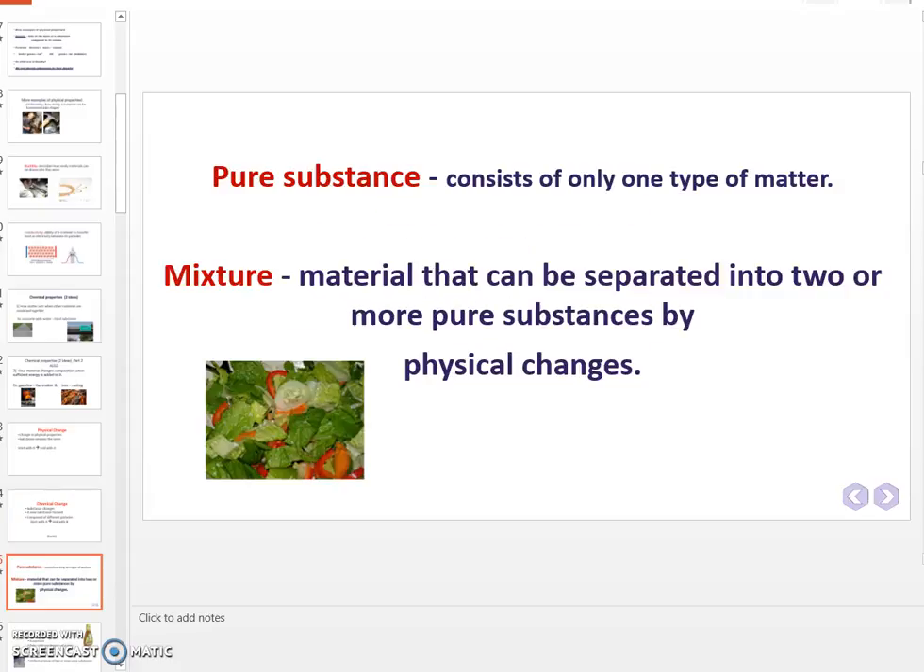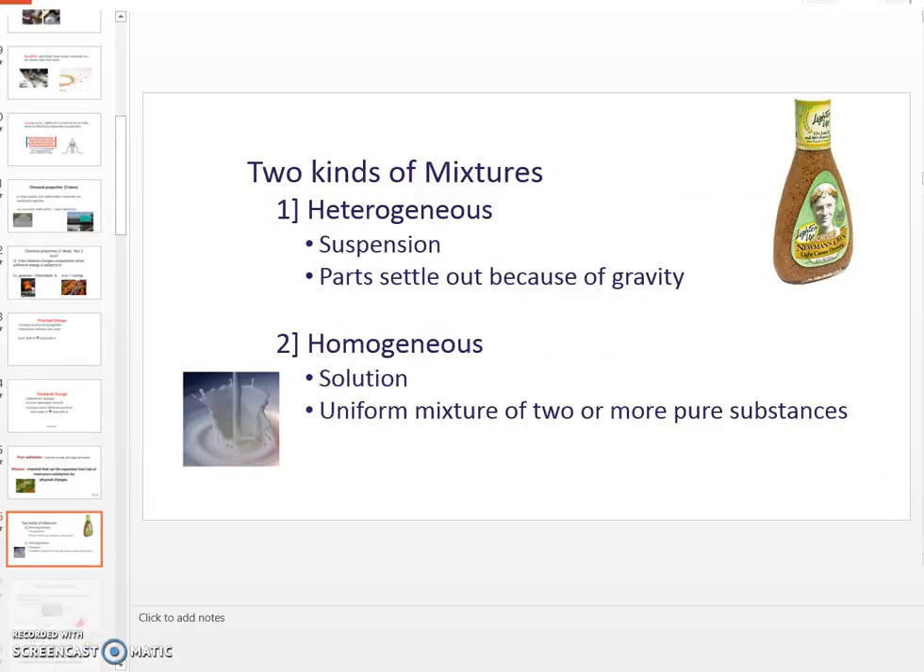So now we've looked at physical properties and chemical properties. We can look at pure substance, and we said it consists of only one type of matter. Now we keep that in mind. But we also have the mixture, materials that can be separated into two or more pure substances by physical change.